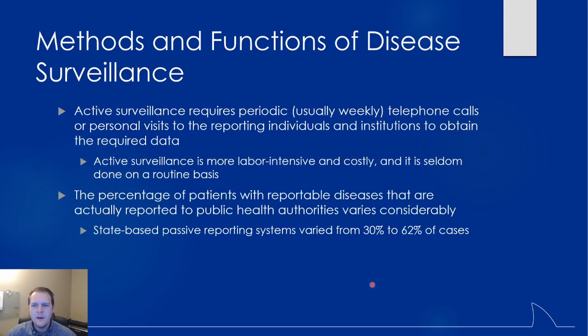Active surveillance, as I mentioned, typically requires things like weekly phone calls. Sometimes it requires individuals to actually go out to sites and collect data. As I mentioned, it's labor intensive and costly, so we don't do it unless it's something that's really high priority or something that's considered to be severe potentially. And so you're going to see that the percentages of reportable diseases that actually get reported can vary pretty considerably. So, for instance, if you were to look at a passive reporting system, it can vary between, say, 1/3 to 2/3 of cases. Maybe with active reporting, you get a little higher than that. Just depends on the disease and how the actual surveillance is being performed.